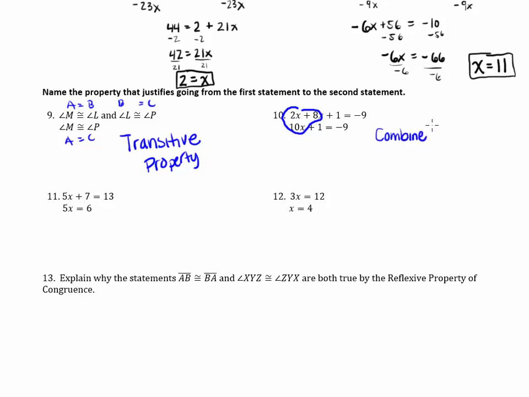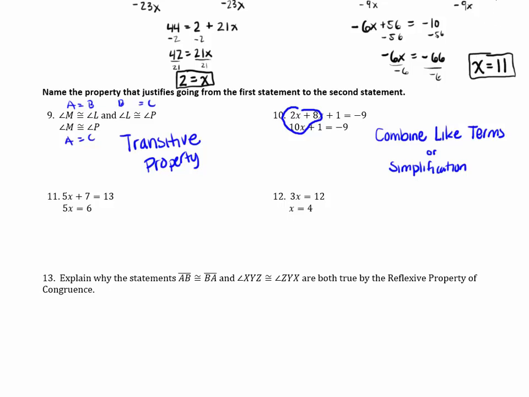That would be an acceptable answer. That's kind of like the better answer. Combine like terms. But if you wanted to say simplify, I would say simplification is also a legitimate step. You could call it either or. Combine like terms is probably better, but simplification would also definitely work for problem number 10.